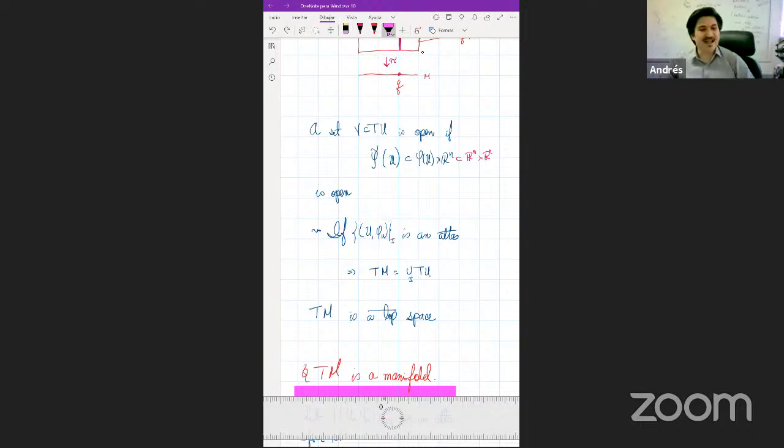Up to this point, any questions? Okay. Again, just remember that TU is an open set which is very large in TM. So that's why this is good. We have more open sets, not only the TU's, but any open set here gives me an open subset in TU.